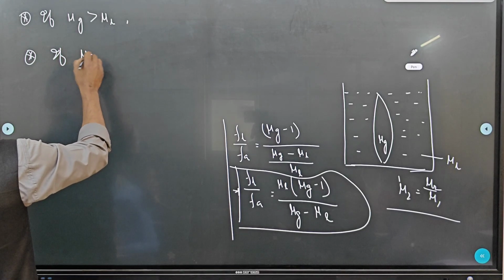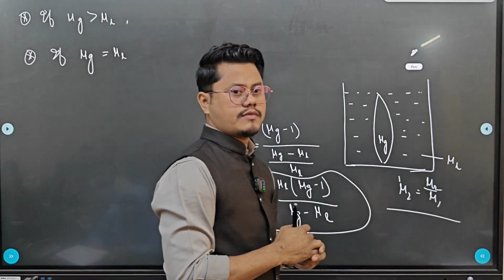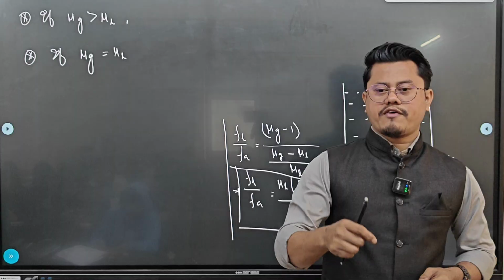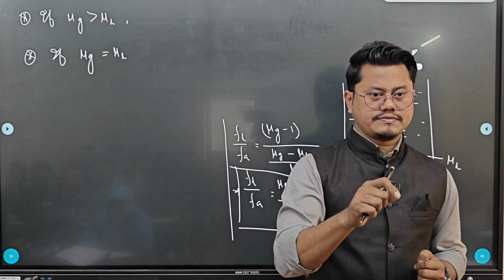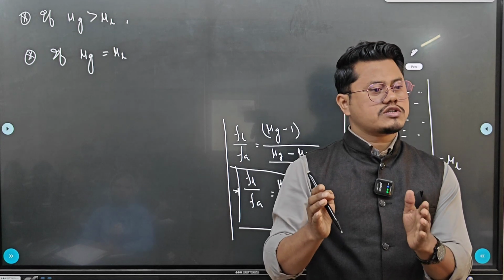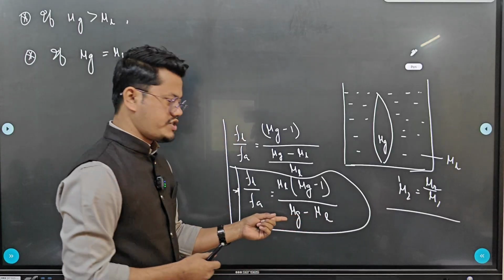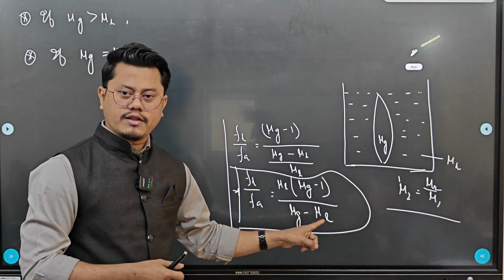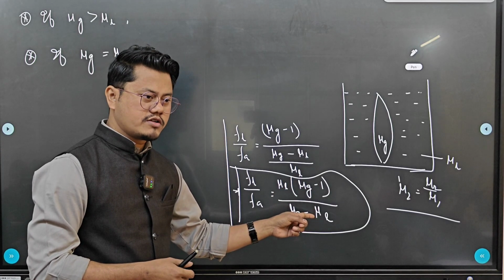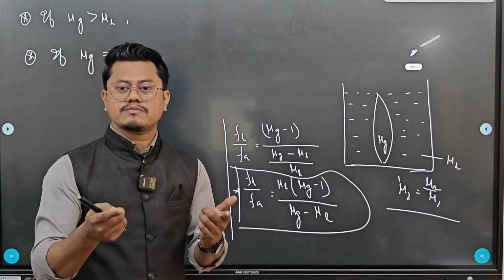What will happen if mu g is exactly equal to mu l? What does it mean? It means we have immersed a lens in a liquid which has the same refractive index as the lens. Now look at the expression. If mu g equals mu l, then this term will give you 0, or not? Something by 0 gives infinite, or not? Infinite into Fa will again give infinite. It means Fl becomes infinite.